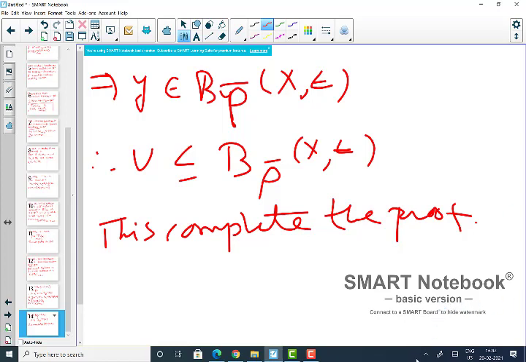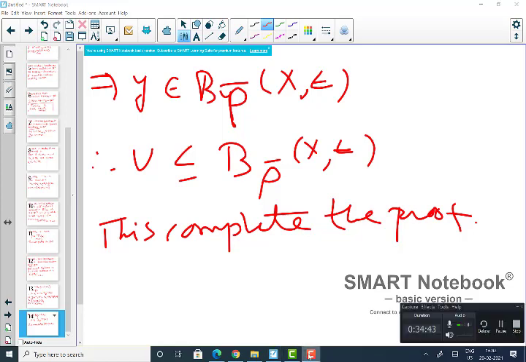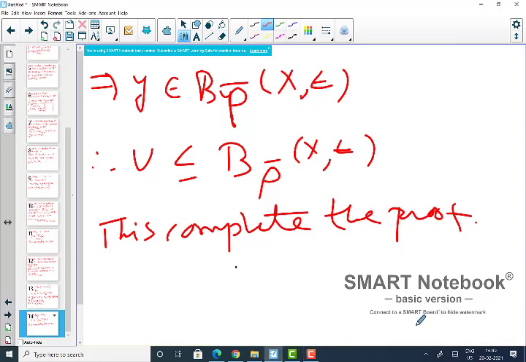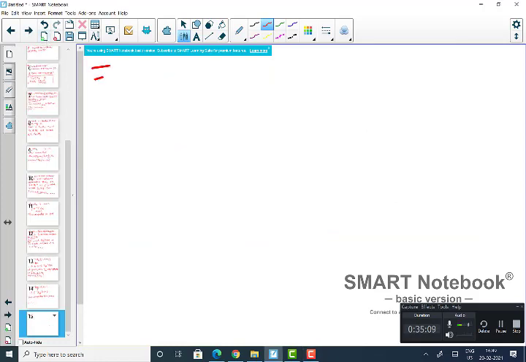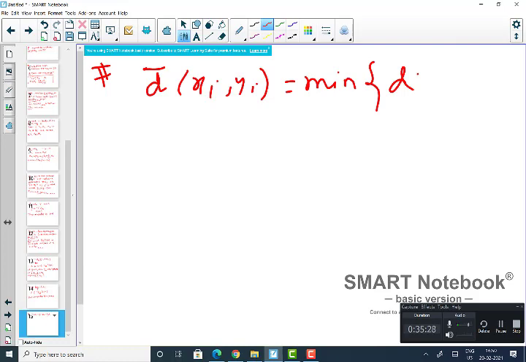First of all, we need to guess which metric generates the product topology on, say, R omega. To show that this product topology is metrizable, we need to define a proper metric and show that the topology induced by the metric is the same as the product topology. Now how to do this? Let us start. We know the standard bounded metric, which is d bar of x i, y i, the minimum of the standard metric, mod of x i minus y i, and 1.